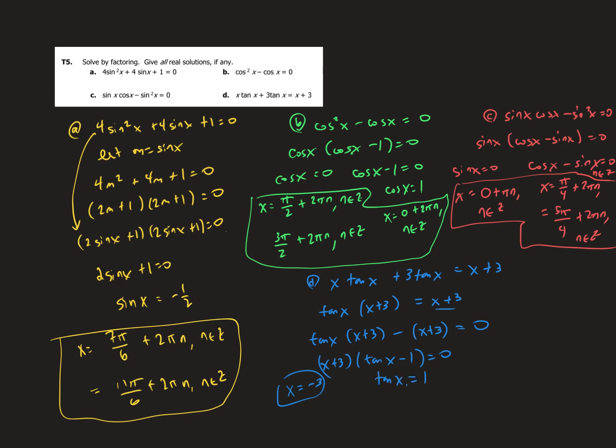Although you don't necessarily have the values of tangent on the unit circle memorized, tangent would equal 1 again where sine and cosine equal each other. So that's going to be the same answers as what we had for the second part of part C, which is pi over 4 and 5 pi over 4 plus 2 pi n, where n is an integer. There we go.